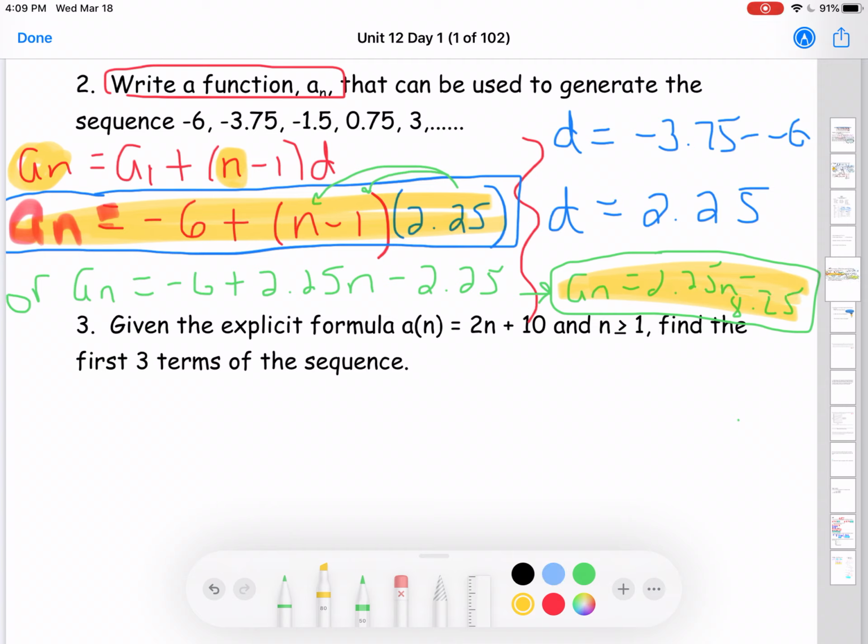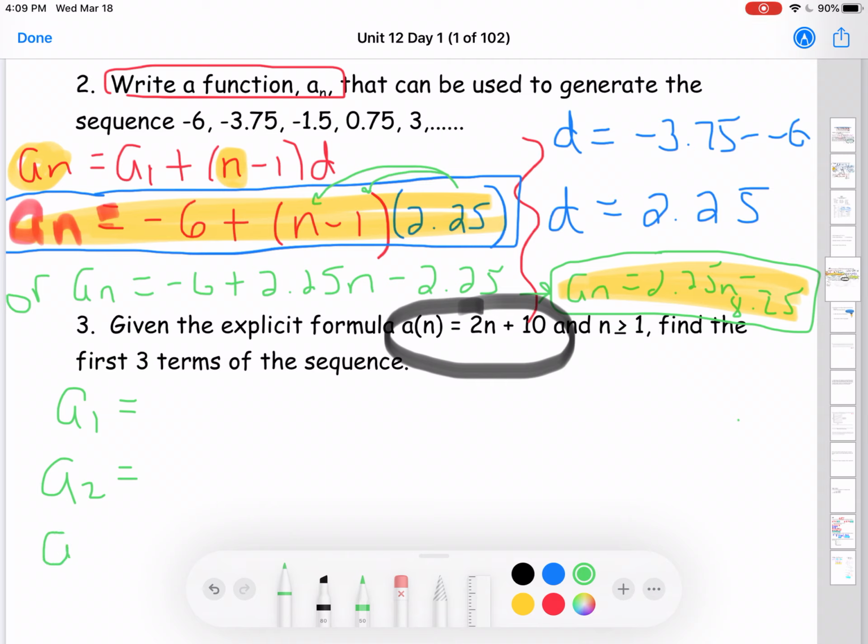All right, next up. What if they give us the explicit formula? So here they give us the formula, and they want us to find the first three terms. So if they want us to find the first three terms, a sub 1, a sub 2, and a sub 3, you'll just plug the number 1 in for n. So 2 times 1 is 2, plus 10 is 12.